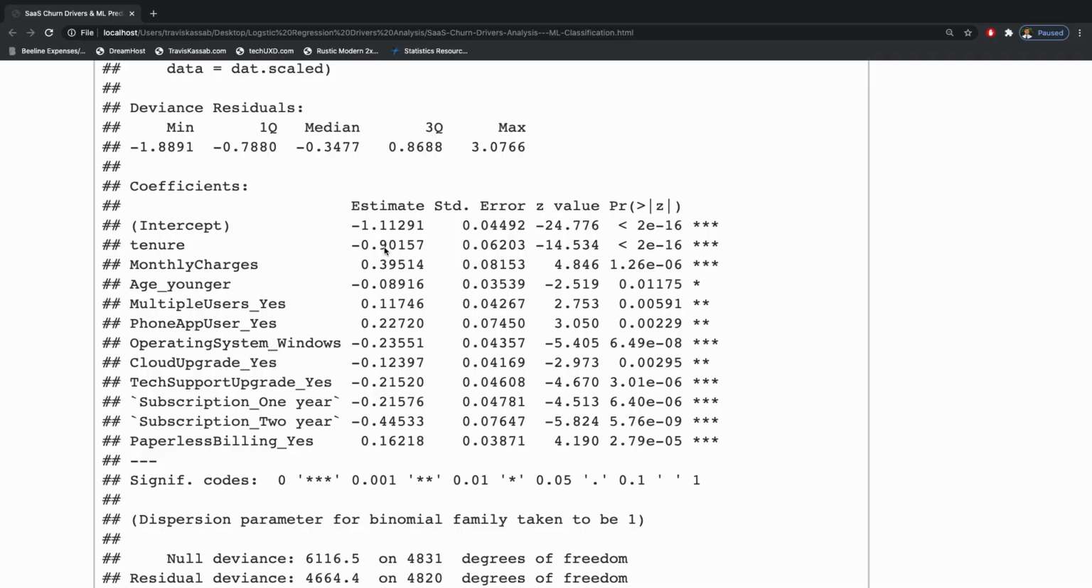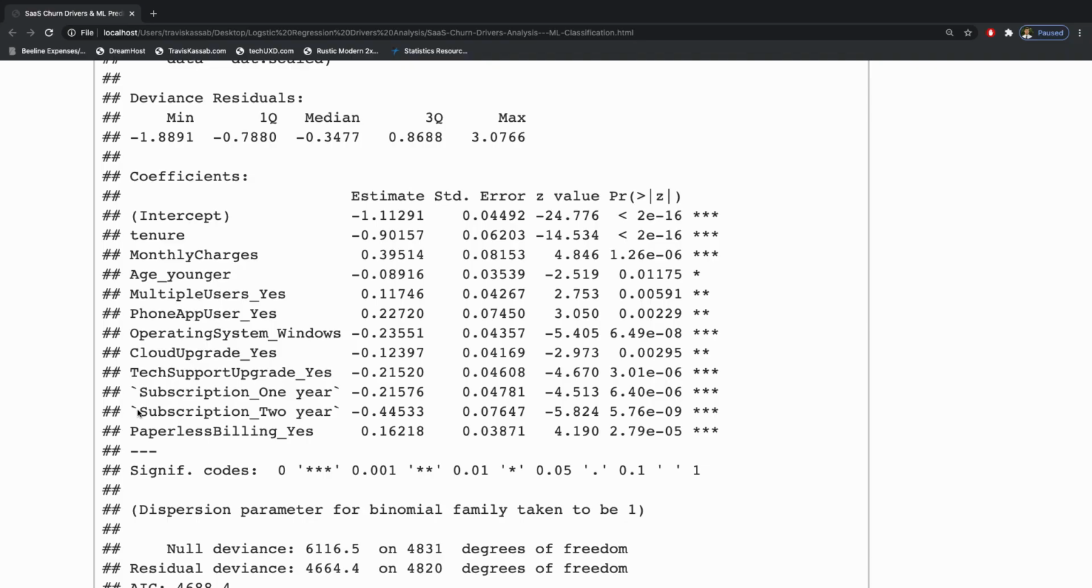And clearly we can see that tenure has the largest absolute magnitude out of any of the other predictors by far. And this makes sense to us, right? So the longer that somebody is subscribed to your product, the less likely they are to attrite or churn out of your product. And this is negative, right? So this means that as tenure increases, the log odds that the customer churns decreases.